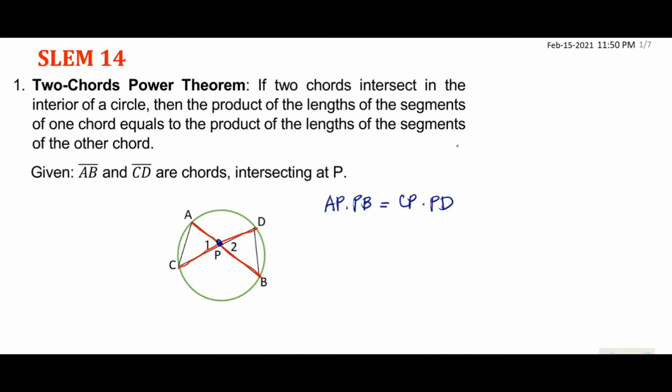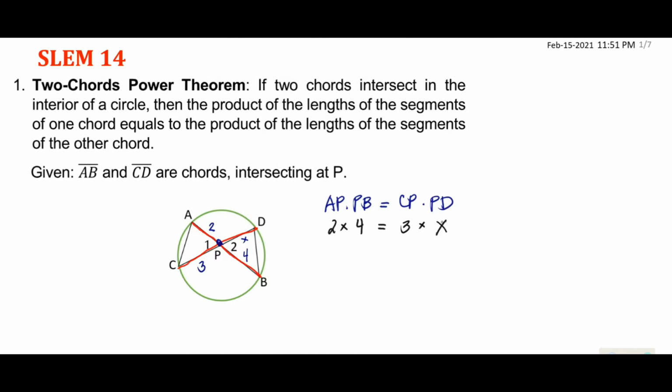So, for example, this is 2 and this is 4. If this is 3, ano yung magiging measurement ni PD? Ulit, si AP is 2, si PB is 4, si CP is 3, si PD is x, kasi nawawala siya. So, ipapalit mo lang siya doon sa formula mo. So, AP is 2 times what's your PB? That is 4 equals, what is CP? 3. Ano yung PD mo? Yun yung nawawala, x.